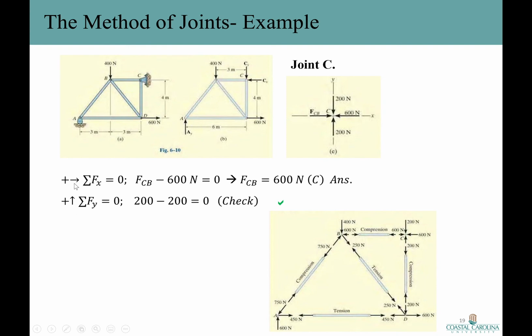By solving the equilibrium equation in x direction, we have a positive F sub CB minus 600 Newton, which is the reaction. F sub CB happens to be 600 Newton and it's positive, so our initial assumption of the member being in compression is correct.